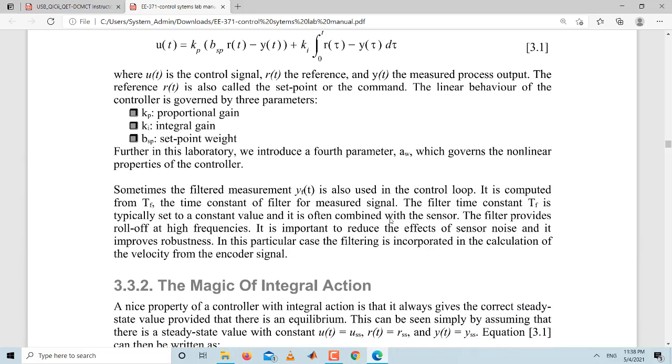And I just mentioned that there are certain non-linearities. We will be modeling those non-linearities using a fourth parameter AW. But in the first part of the lab, we are not going to discuss this. Inshallah, a week or a week later, we are going to discuss this as well.